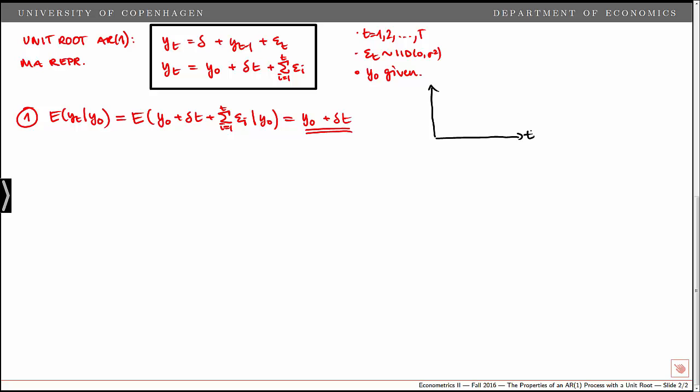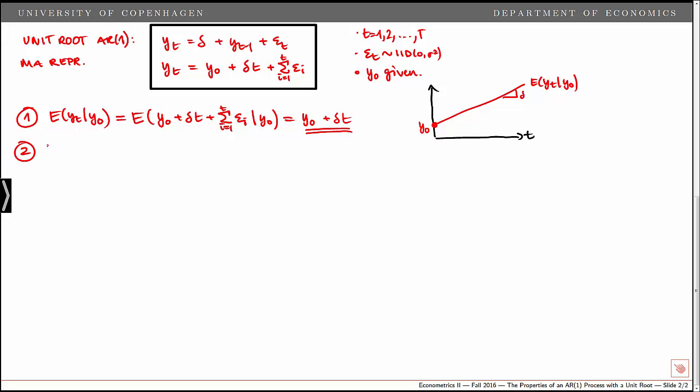So here's a simple plot. We have some initial value y_0, and then we note that the expected value simply follows a linear trend with a slope given by the constant term. So what we have here, this is the expected value of y_t given y_0. It can be increasing or decreasing. That depends on the size of the constant term delta.